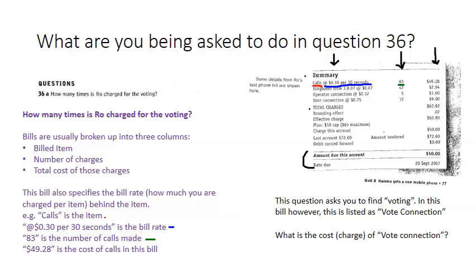And then, so I'm just choosing another colour. If we look over this column, it says that the total cost of this bill for this item, so for the calls, was $49.28. This question asks you to find in this list where voting is. Now this question's a bit tricky because they've said how many times is Rose charged for voting, and it's actually asking you to make that link, as vote charging here is written as vote connection in the bill. Okay. So what is the charge, the cost of vote connection? I'll let you find that answer out yourself.